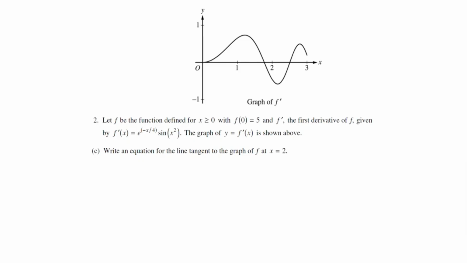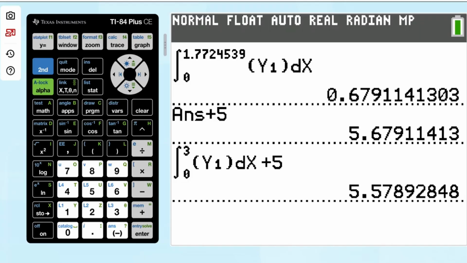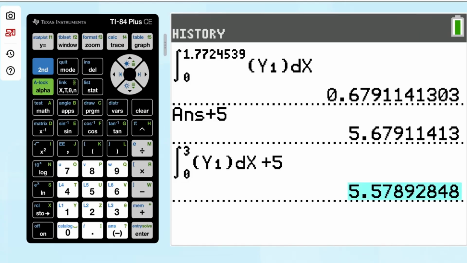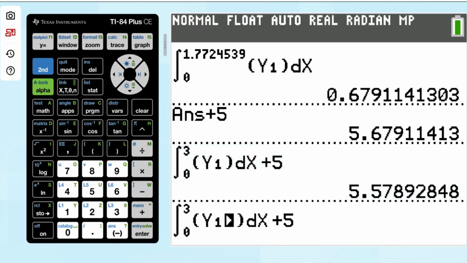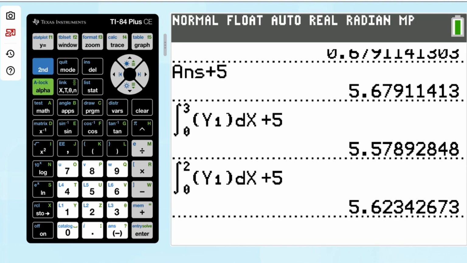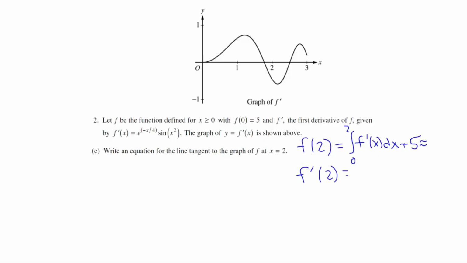And here in part C, it says write an equation for the line tangent to the graph of f at x equals 2. So that means we need f of 2, and we need f prime of 2 in order to do that. We need a point and we need a slope. So f of 2 is just the integral from 0 to 2 of f prime plus 5. And we'll let our calculator do that. We've already done a bunch of these. I'm just going to go back up to this one we just did previously. And now we just want the integral from 0 to 2. So f of 2 is going to be 5.623.